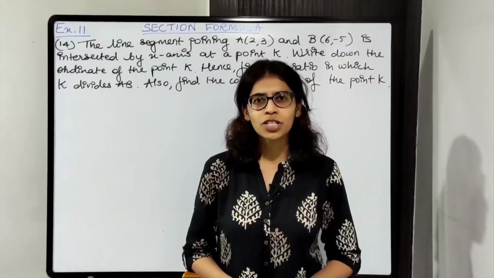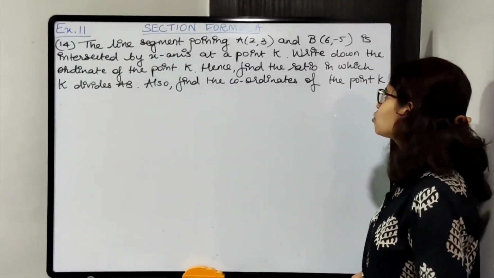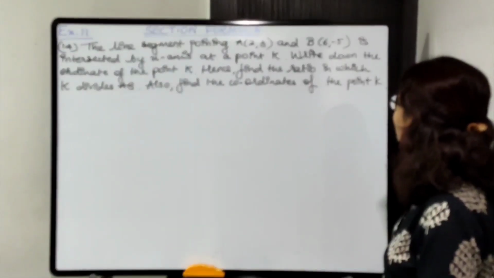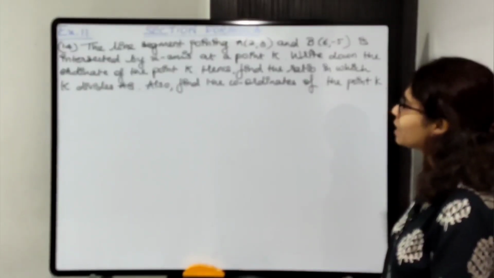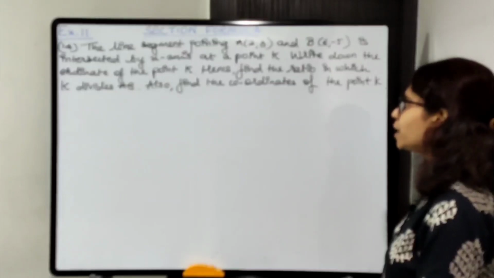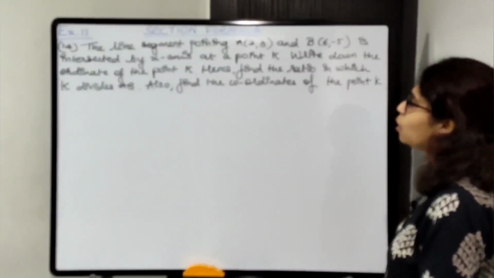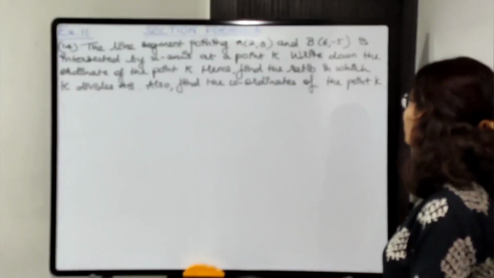Let's read the next question, question number 14. The line segment joining A (2, 3) and B (6, minus 5) is intersected by x-axis at a point K. Write down the ordinate of the point K, hence find the ratio in which K divides AB. Also find the coordinates of the point K.